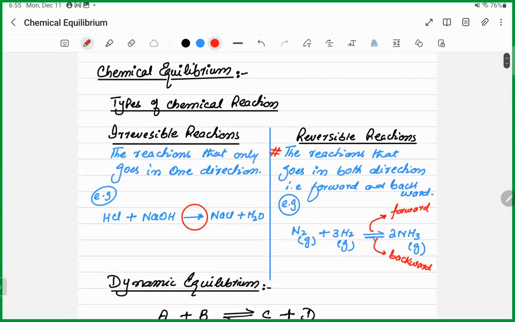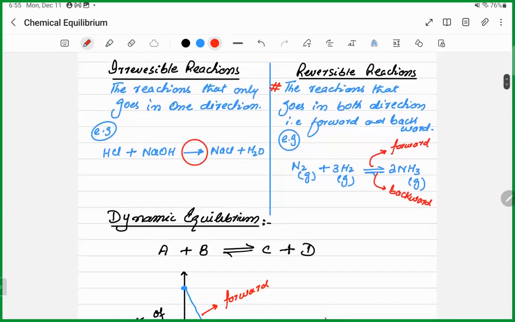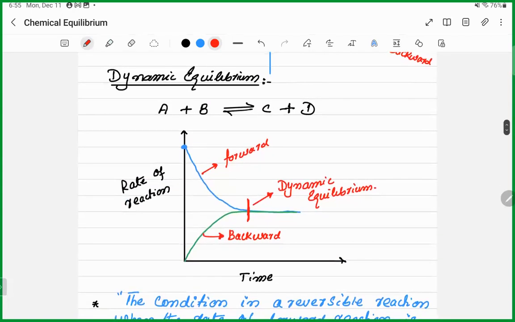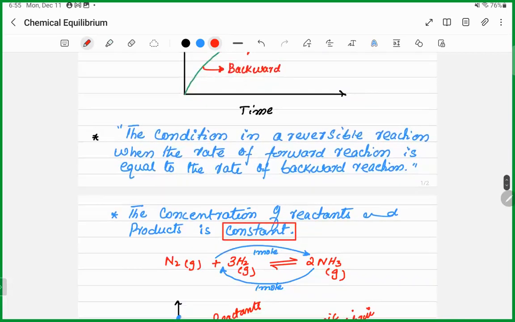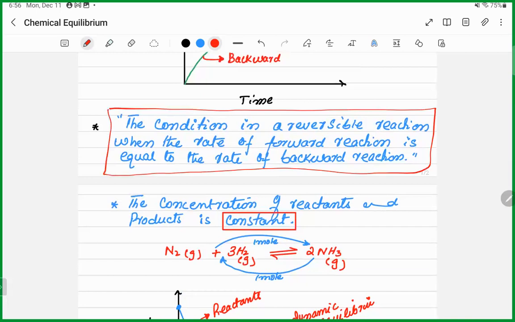Yes, there are two types of chemical reaction: irreversible reaction that goes only in one direction, and reversible reaction that goes in both directions, that is a forward direction and a backward direction. In a reversible reaction, the condition at which the rate of forward reaction becomes equal to the rate of backward reaction is called the dynamic equilibrium. So if they ask you the definition of a dynamic equilibrium, make sure that you know that this is basically the definition.